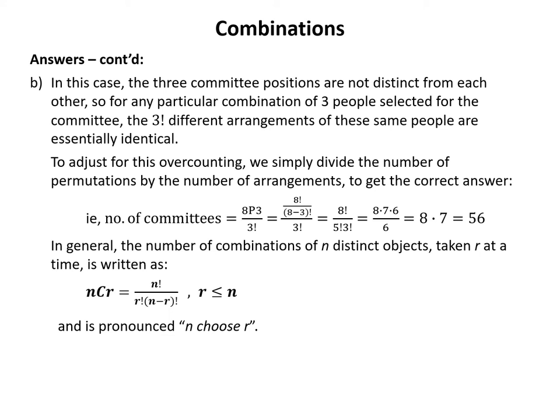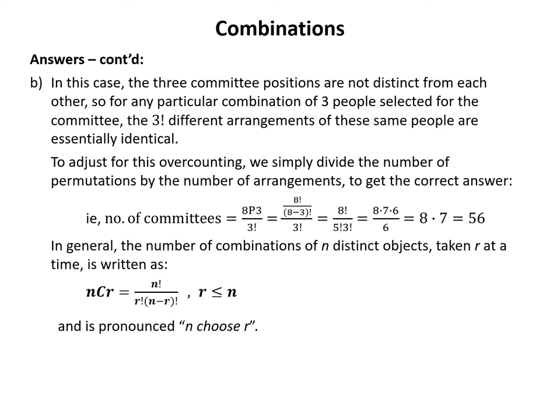So in other words, the correct answer here for the number of committees is we take the 8P3, which is the number of ways of choosing them into distinct positions, and we divide by the three factorial ways of arranging those because they actually aren't distinct. And what that gives us is 8 factorial over 8 minus 3 factorial, which is 8 factorial over 5 factorial, divided by 3 factorial, and mathematically that works out to be 8 factorial over 5 factorial times 3 factorial, which cancels out and works out to be 56.